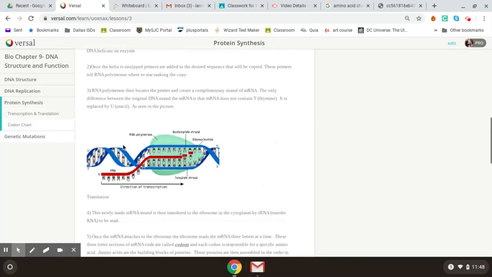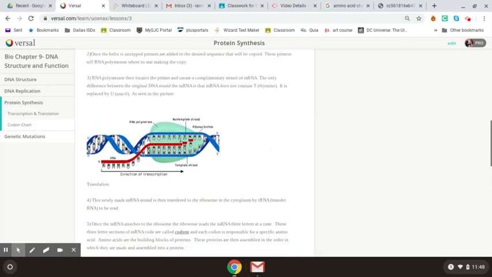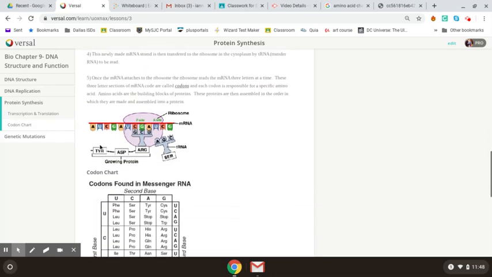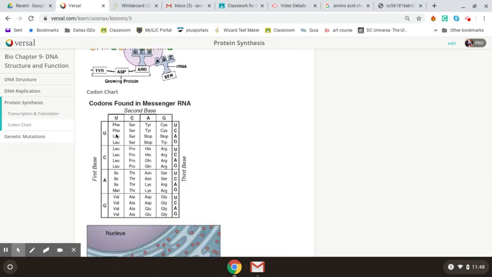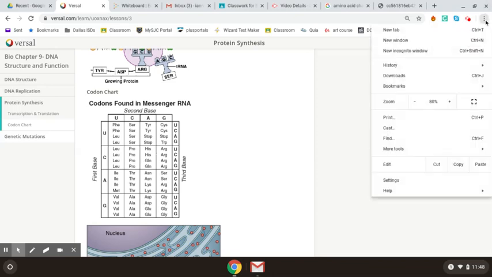So with that, we should know what transcription is and what translation is. Transcription: DNA to RNA. Translation: RNA to protein. You have to use this chart, and that chart will be given to you if I ask you to do this on a test, so that you can read it.